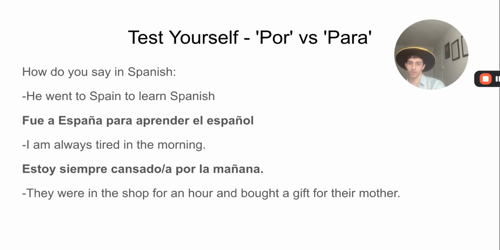Okay, and example number 3, which is a bit harder, slightly longer for sure: they were in the shop for an hour and bought a gift for their mother. So you can see in the English, we've got two instances of the word "for." Same as before, think through how you'd put this into Spanish. You're going to have to think about whether you have to use por, para, or both, and then translate those parts with por or para, and the rest of the sentence too.